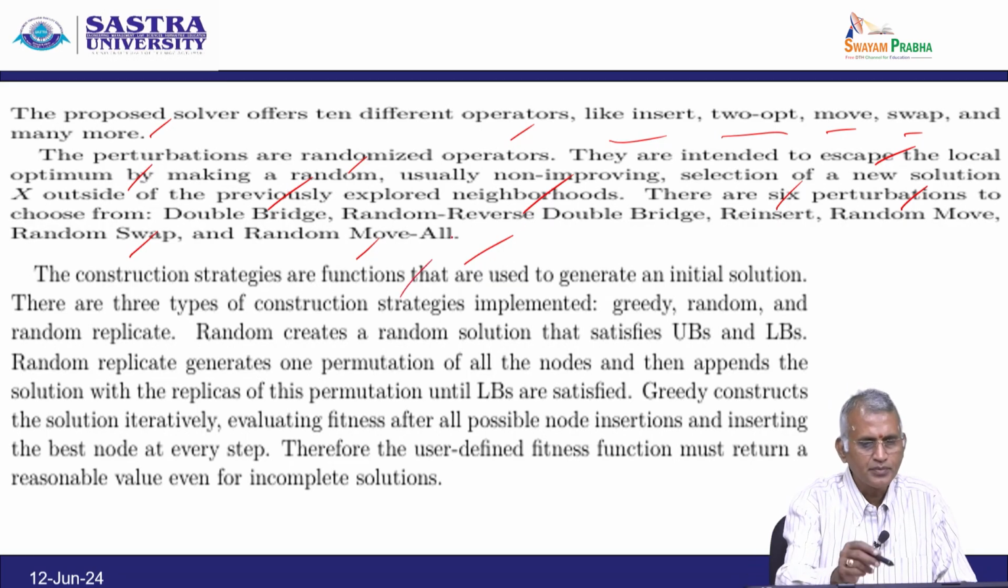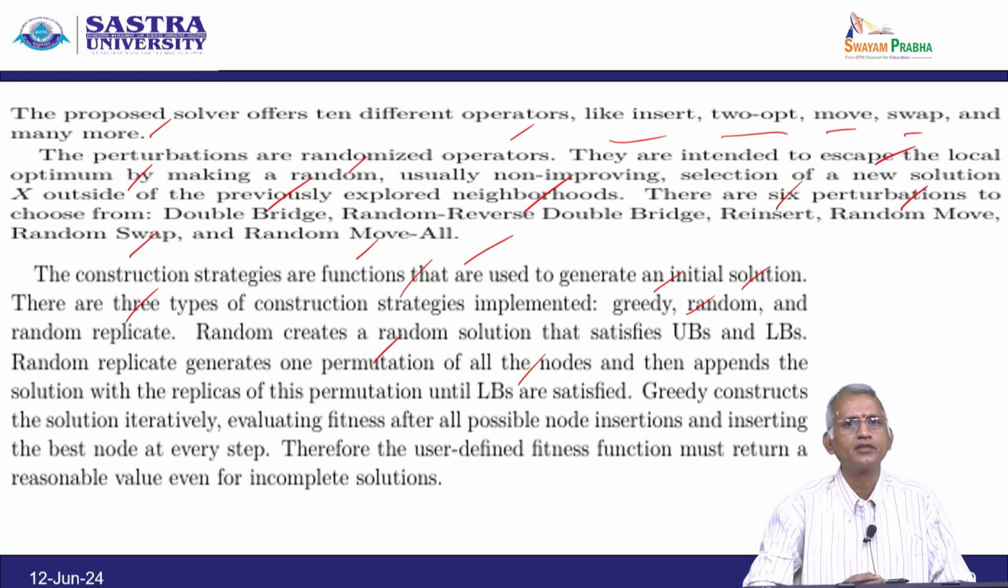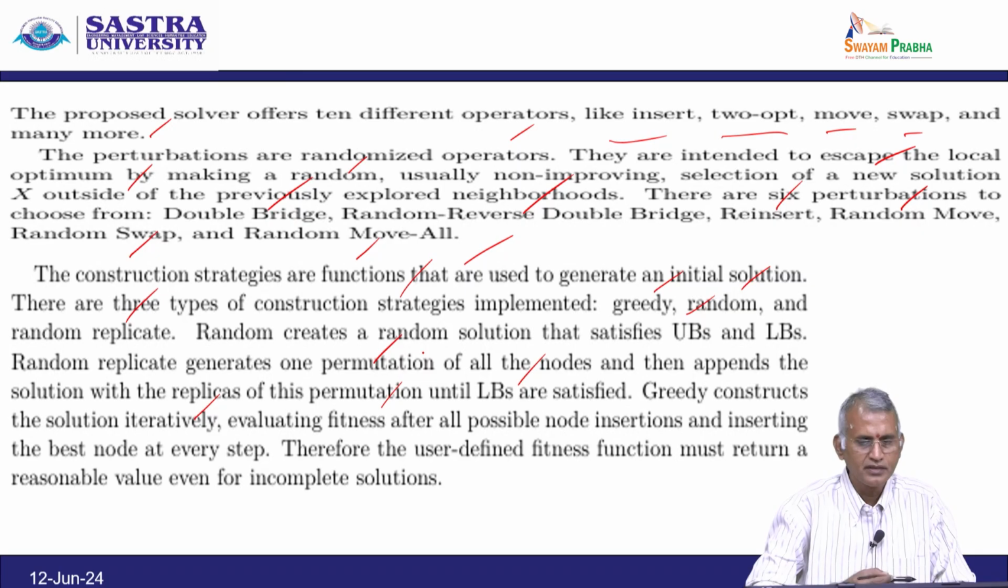There are 3 types of construction strategies implemented: greedy, random and random replicate. Random creates a random solution that satisfies the upper bounds and lower bounds. Random replicate generates one permutation of all the nodes and then appends the solution with replicas of the permutation until lower bounds are satisfied. Greedy constructs the solution iteratively, evaluating fitness after all possible node insertions and inserting the best node at every step. Therefore, the user defined fitness function must return a reasonable value even for incomplete solutions.